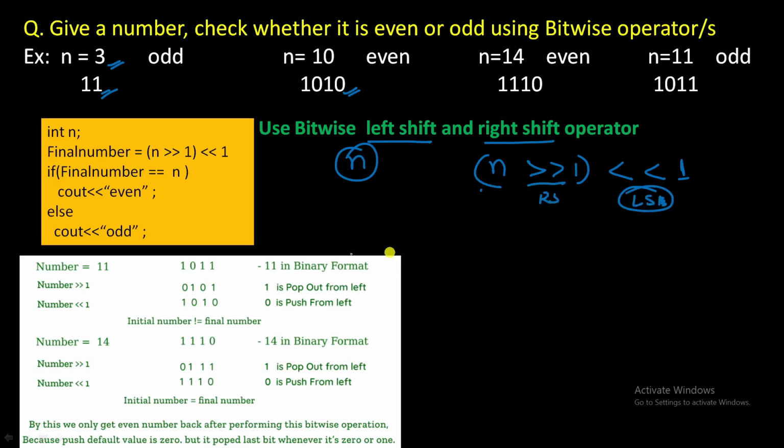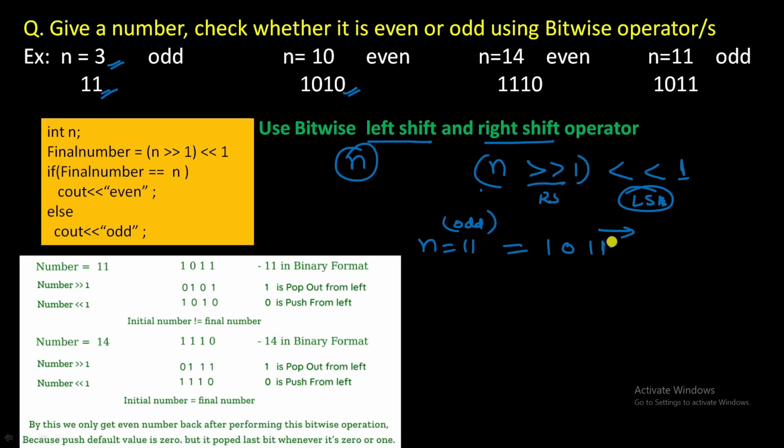Let's say we take an example. For example, n is 11. Let's say what is the binary representation? 1011, and this is an odd number. It can be any even or odd number. I'm just telling you how this will work first. So let's take the odd number. Now I will first apply this bitwise right shift operator.